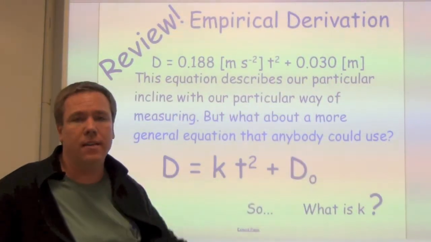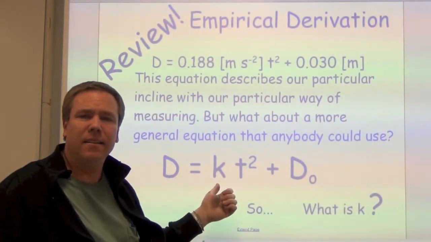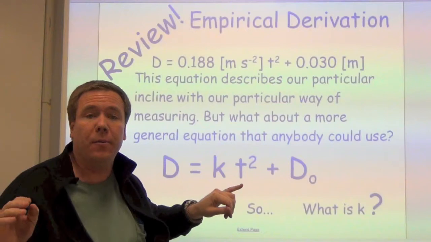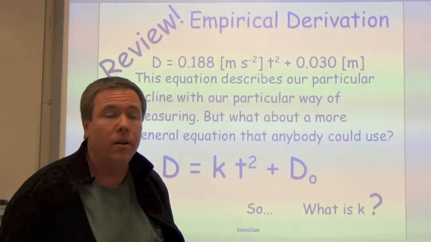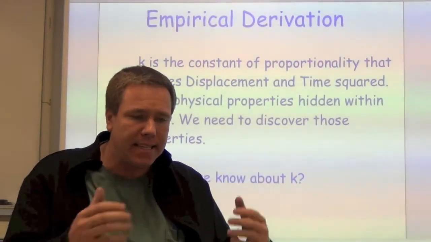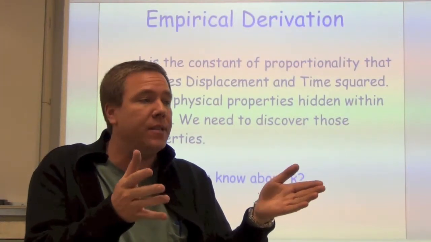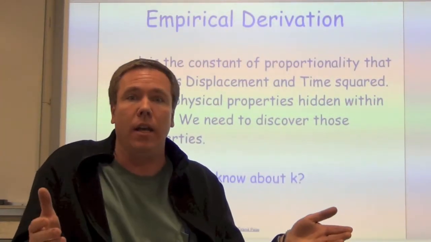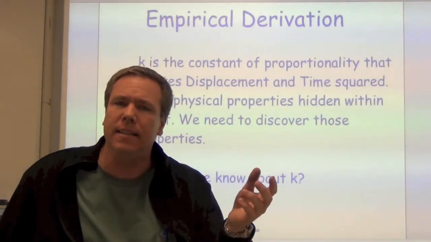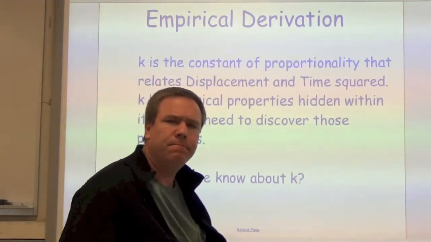Now we're going to suppress the d naught shortly, but the question now is, what is k? I don't mean decimally for your experiment, but what is k in general? In other words, what physical properties are hiding inside of k? K is part of our experiment, and there were physical things going on affecting our experiment. What are those physical entities? Well, what do we know about k?